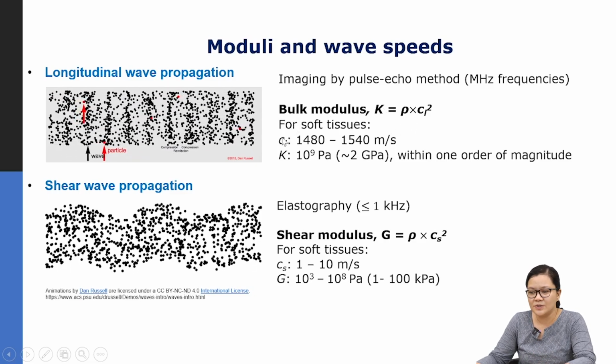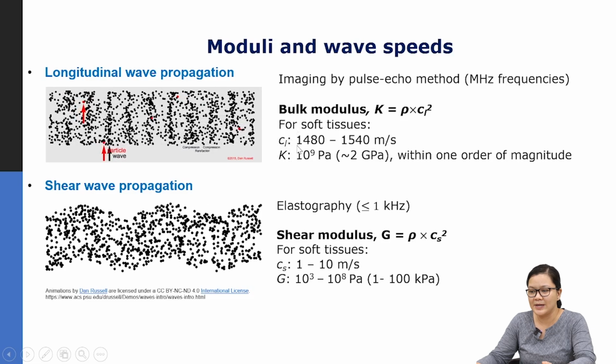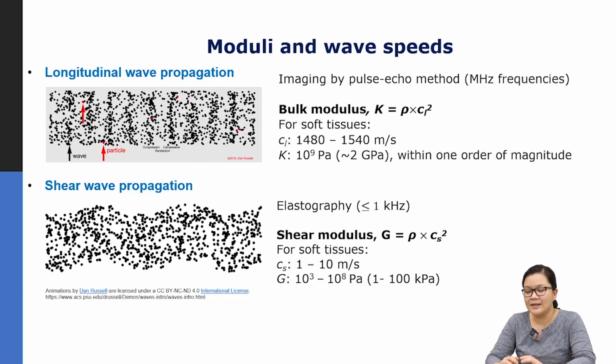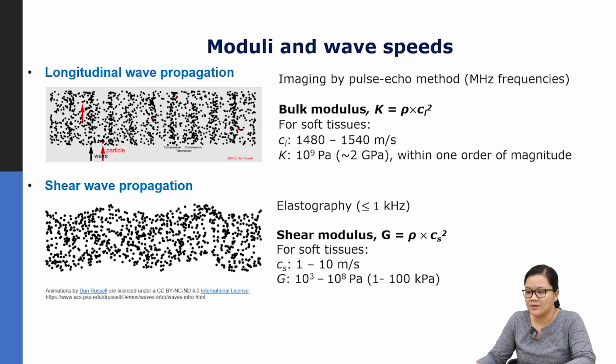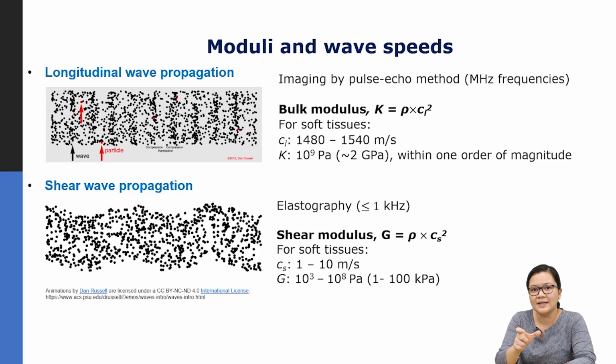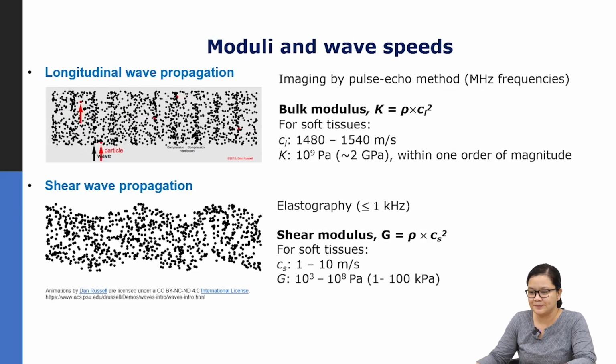So for soft tissues, the longitudinal sound speeds range around 1480 to 1540 meters per second. And the bulk modulus range on the order of gigapascals, so 10 to the 9th pascals, typically around 2 gigapascals, but within this one order of magnitude.